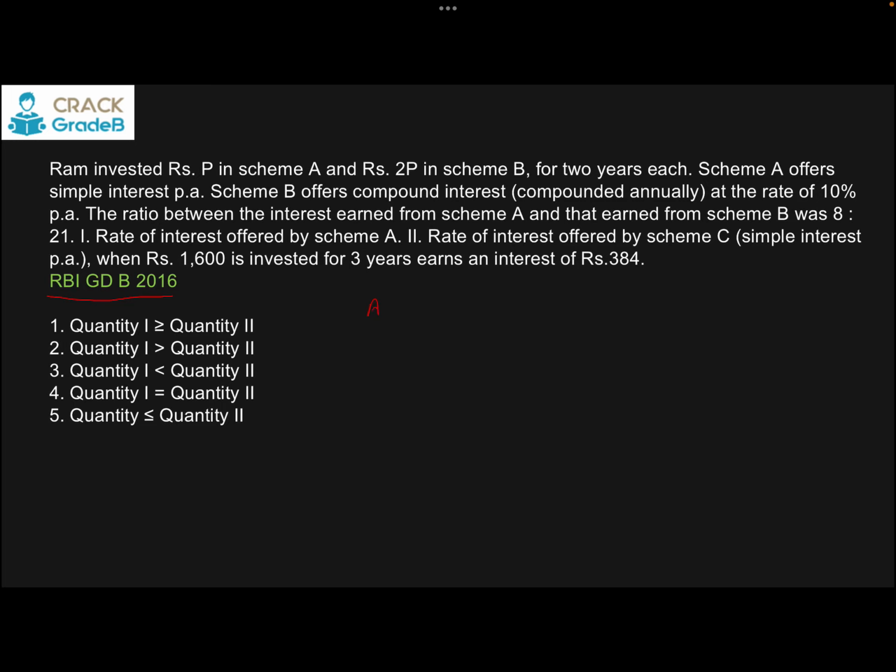Now there is scheme A and then scheme B. Ram invested rupees P here, this is the principal here, and the principal here is 2P. Here also for 2 years and here also for 2 years. Scheme A under simple interest and scheme B under compound interest at the rate of 10% per annum.